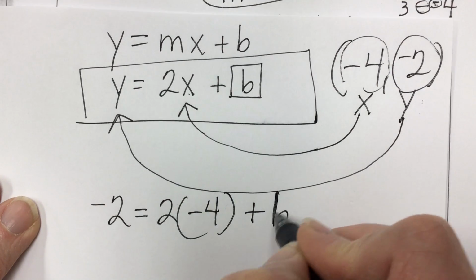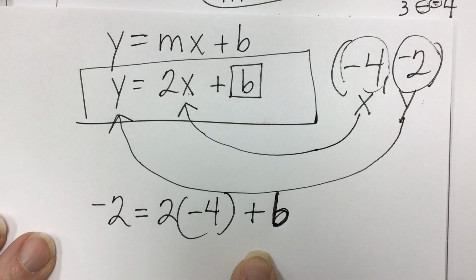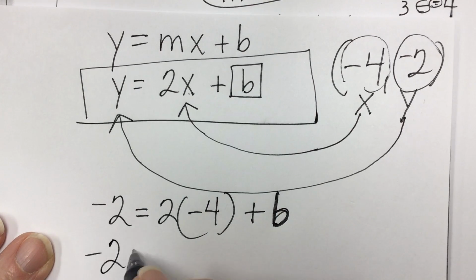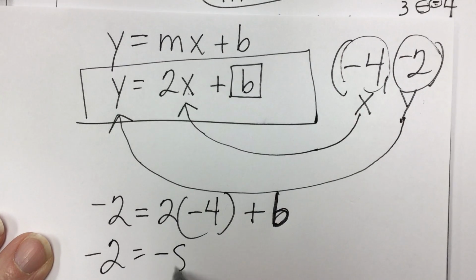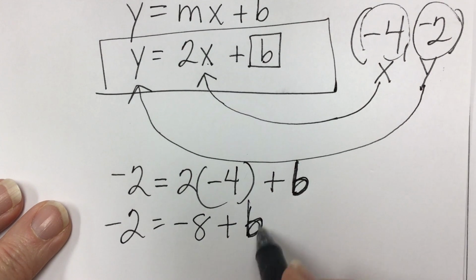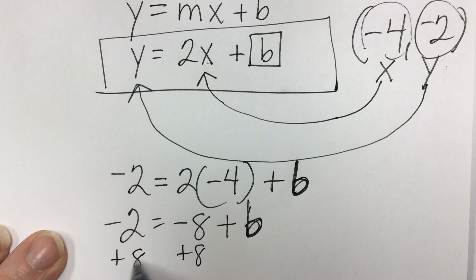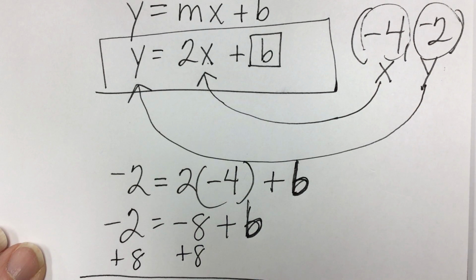Now that is a b. It is not a 6, that's a b. So therefore, if you only have b, you can solve for b. So let's go in and multiply. I have 2 times -4 will be -8 plus b. Now let's solve for b. To solve for b, you need to add 8 to both sides. Add 8 to both sides.